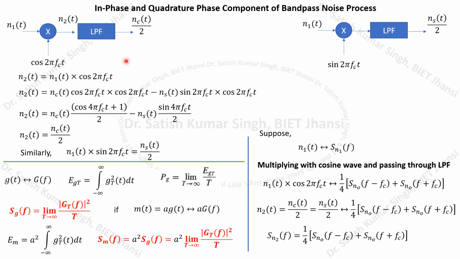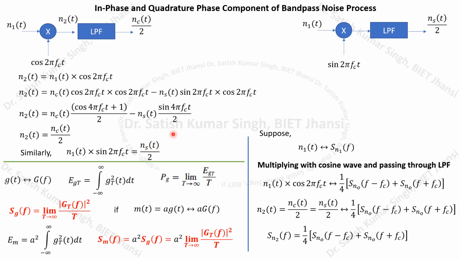In a similar way, if you wish to calculate this ns(t), the quadrature phase component, this n1(t) has to be multiplied with sin 2πfct, and again it should be passed through a low pass filter. Similarly, we will be able to extract this ns(t) component. This is the quadrature phase component of your narrowband noise process.